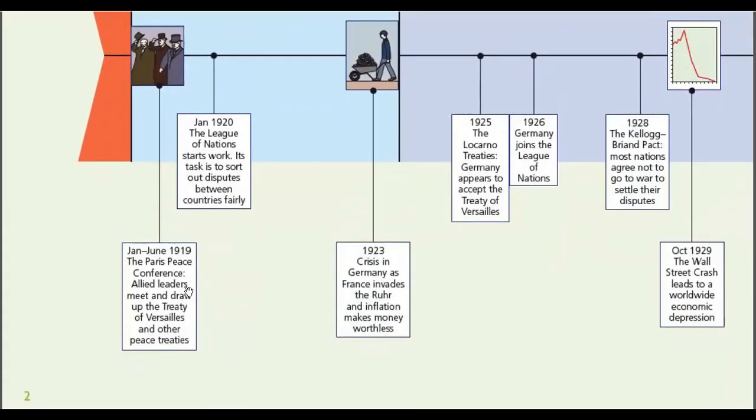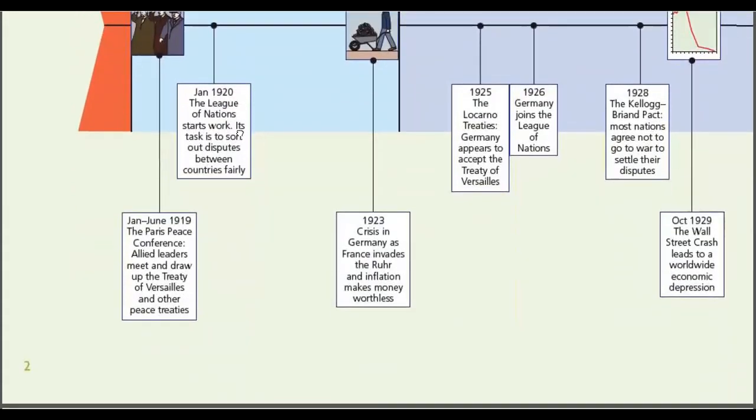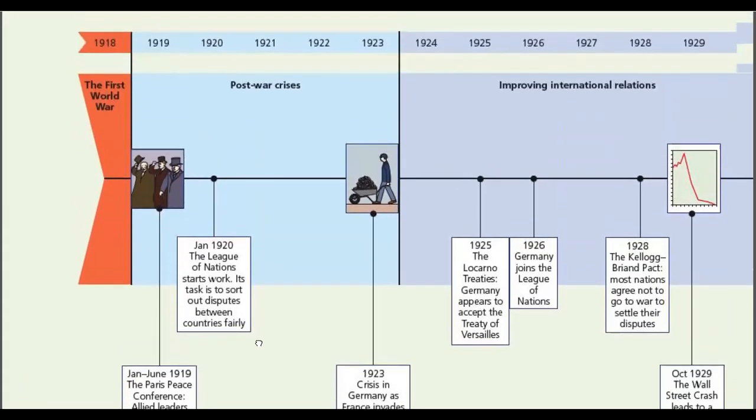So in 1919, we will now talk about what happened in France, in Paris exactly. So the conference leaders, who are not with the government there in 1919, meet and draw up the treaty. So they draw up the Versailles and other peace treaties.